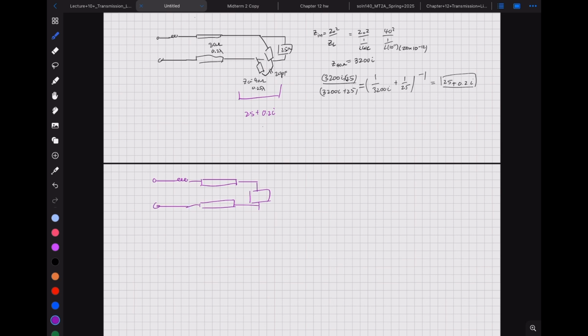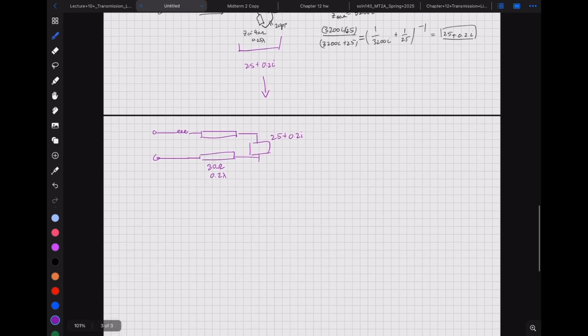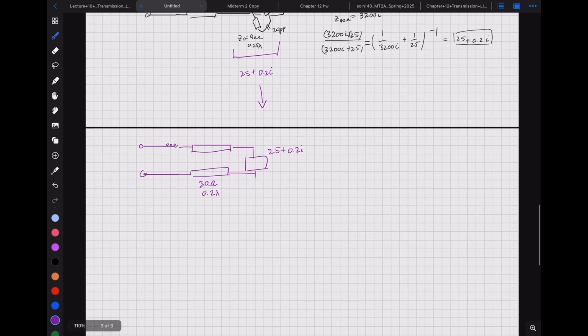Because we're seeing this whole thing as a system, we can simplify it as a load. Because it is. And then we have our 30, what is this? 30 ohms, 0.2. And then we're going to use the Z in equation from our cheat sheet.